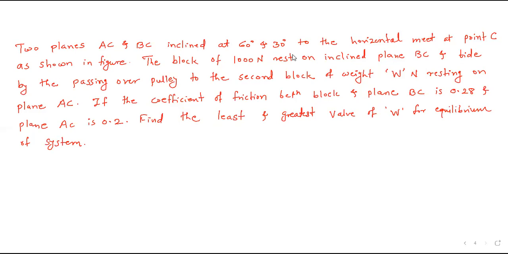Now I will draw the diagram. So here this is the plane which is inclined at 60 degree. Then this is the plane which is inclined at less angle, so it is 30 degree. I will show it like this. So now two blocks are there which are placed. So here the block which is placed over here, it is 1000 Newton block.